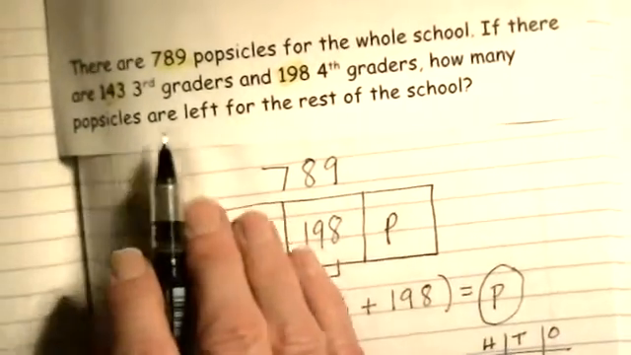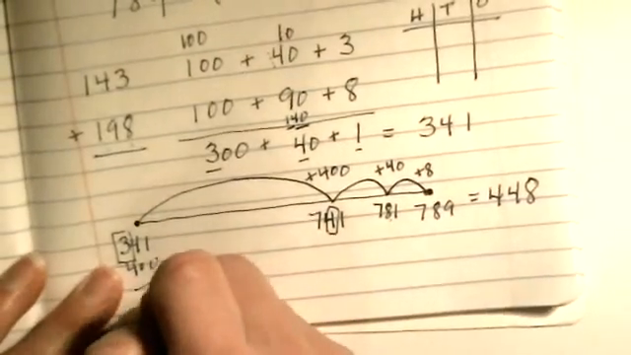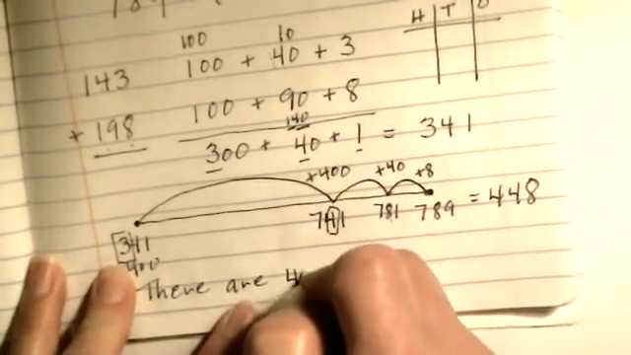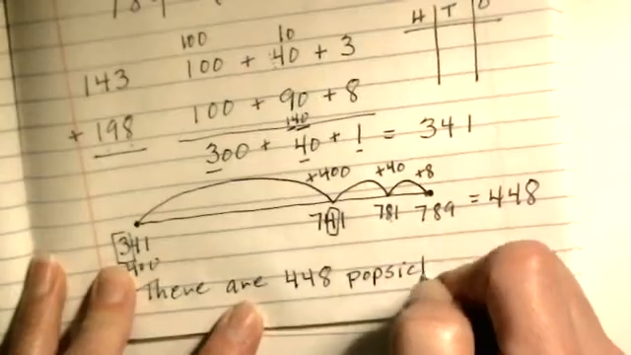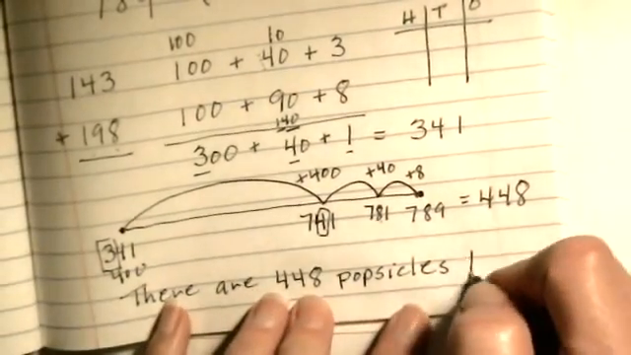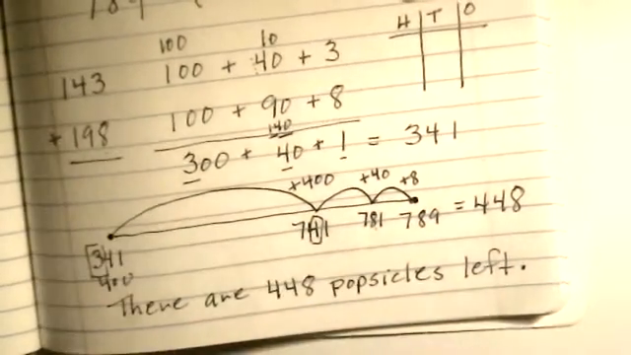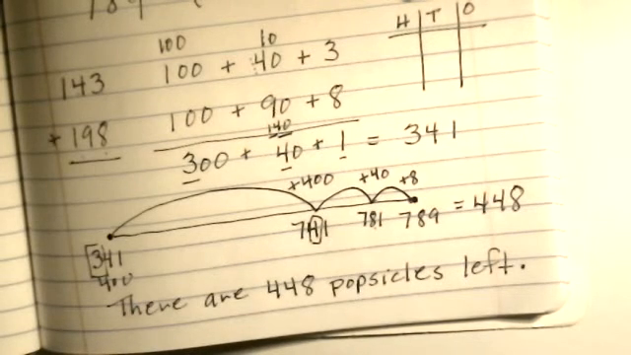Now I'm not done until I look back at the question. It says, how many popsicles are left for the rest of the school? All right, so there are 448 popsicles left. Okay, there are 448 popsicles left. So check your answer. Make sure that's what you had before you go into Google Classroom and you write that answer statement. Again, do not just write 448. Write the entire answer statement.